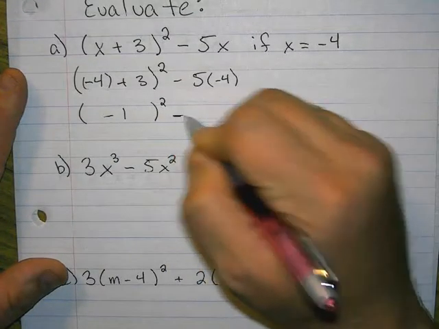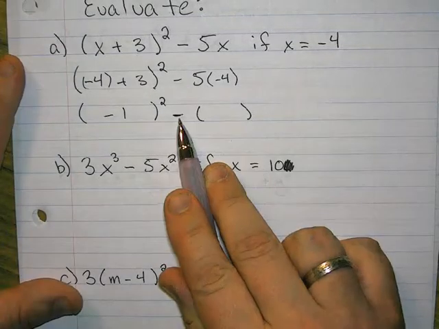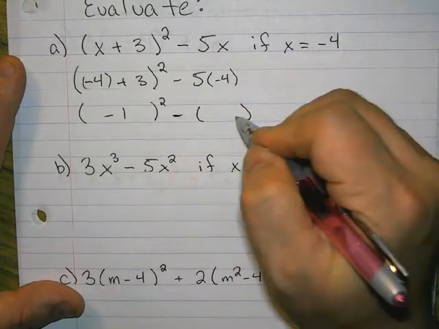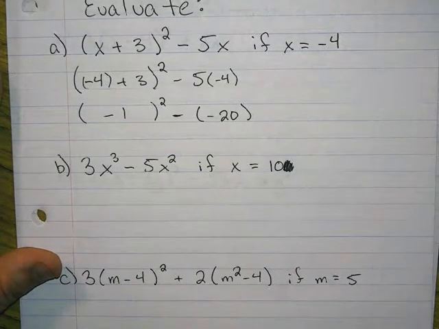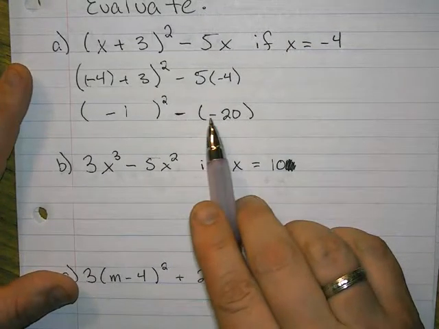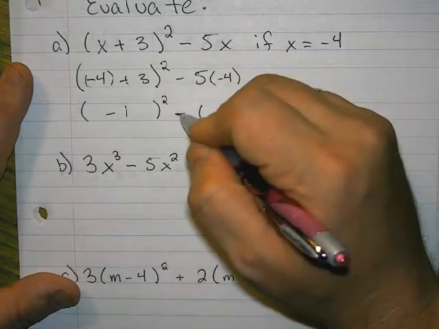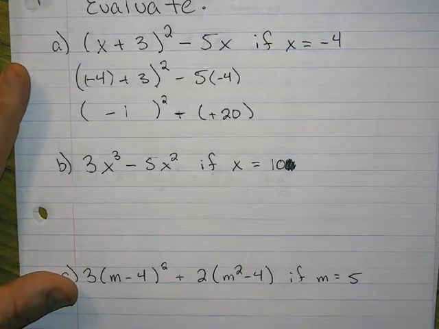And then it says minus, and now I'm going to take care of this part. What is 5? Because I'm going to keep the minus there. So what's 5 times negative 4? Negative 20. Okay? I know this confuses a lot of people, but if I minus a negative, that's the same as adding a positive. Does that make sense?